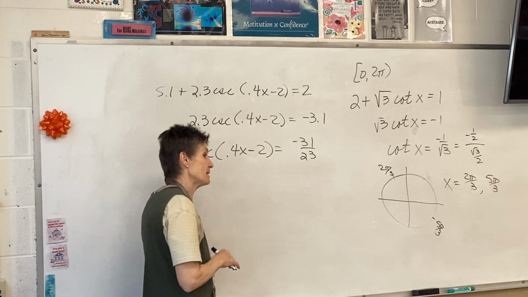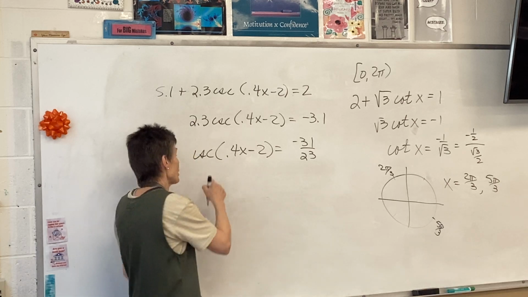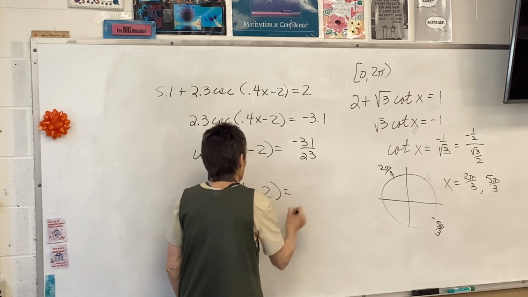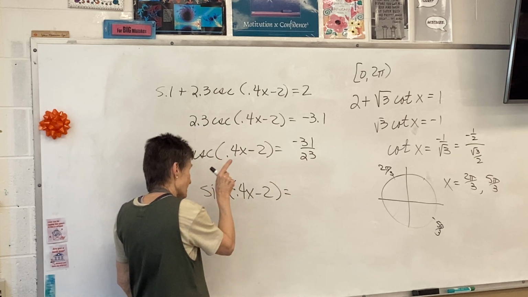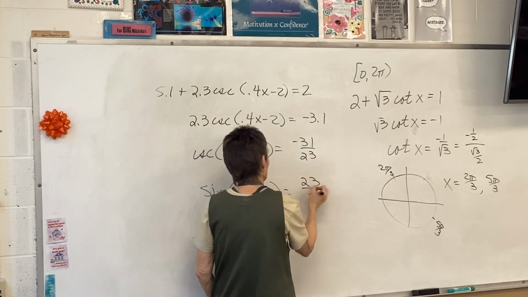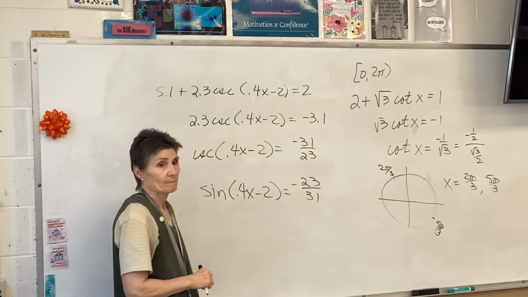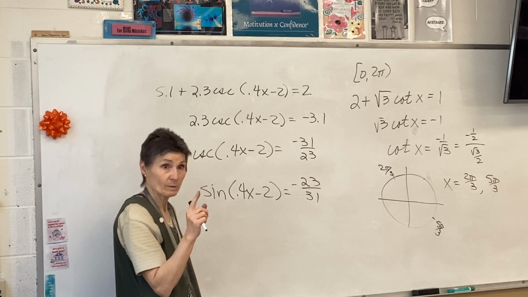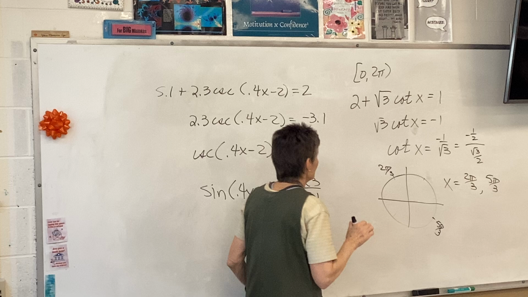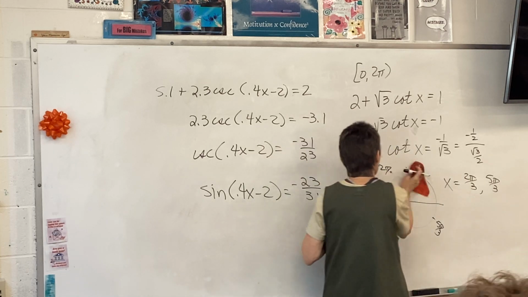But I don't do cosecants. My calculator doesn't do cosecants. So I'm going to change that to a sine. So if the cosecant is that, what's the sine? 23 over 31. One of those are negative, right? Negative 23 over 31. Okay, is everybody okay here? All right, now I want you just to stop a minute and think about, because it all fits together. It's exactly the same thing.